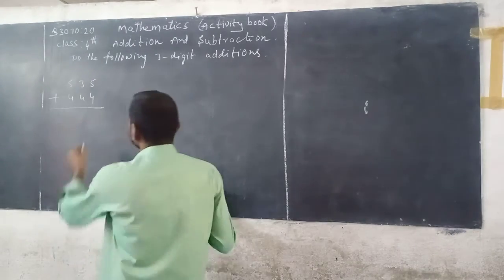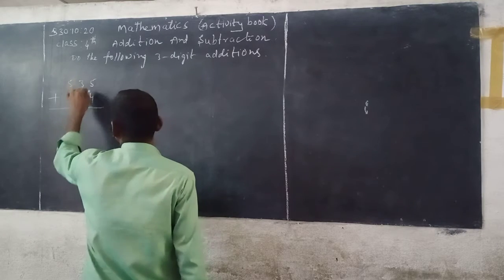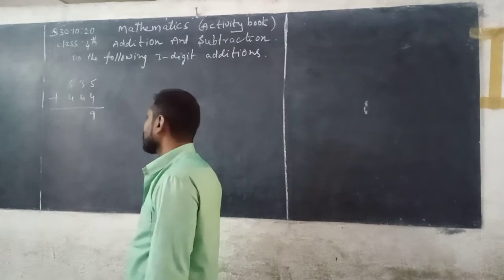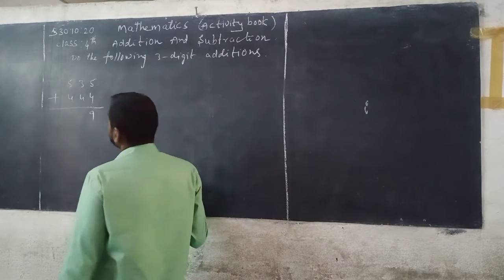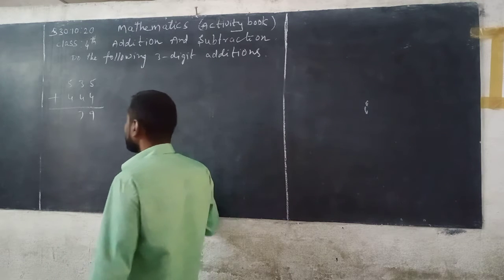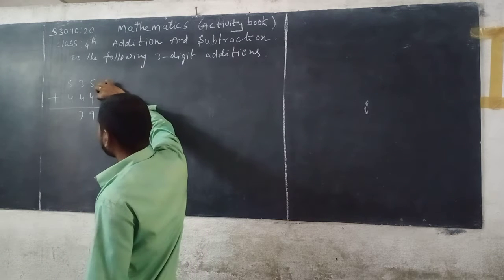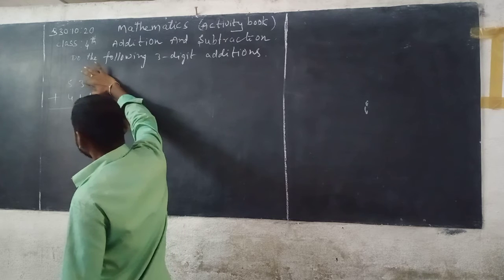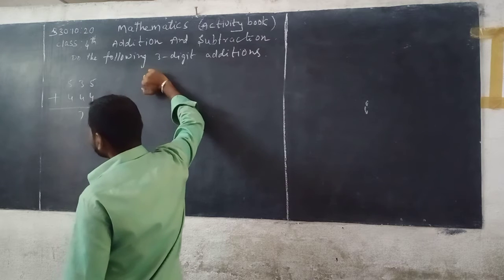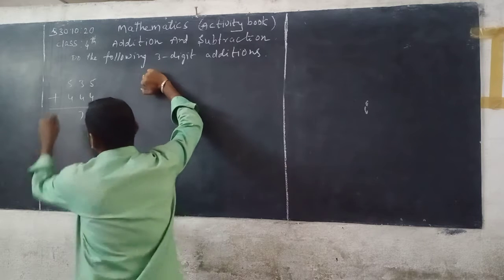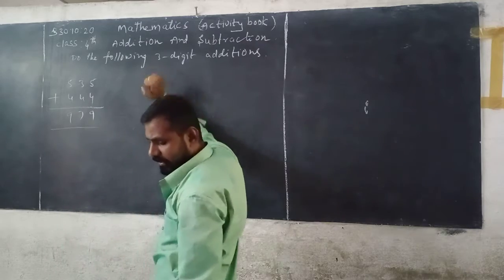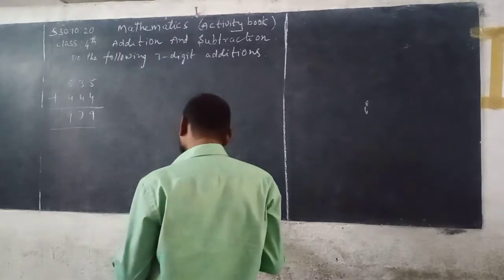See here, first add the digits in ones place. 5 plus 4, you get 9. Write 9 down in ones column. Now next we add the digits in tens place, that is 3 plus 4, you get 7. Write down in tens column. Next add the digits in hundreds place, that is 5 plus 4, you get 9. Write down in hundreds column. Sum is equal to 979.